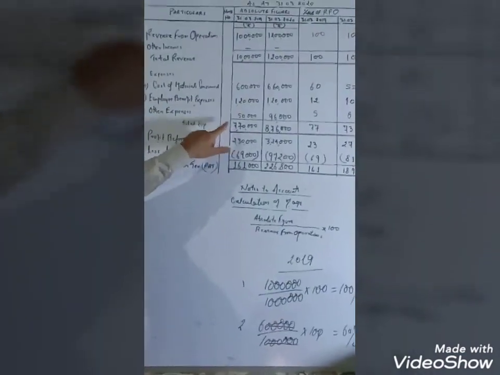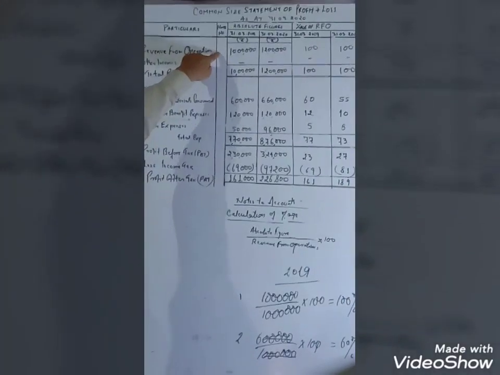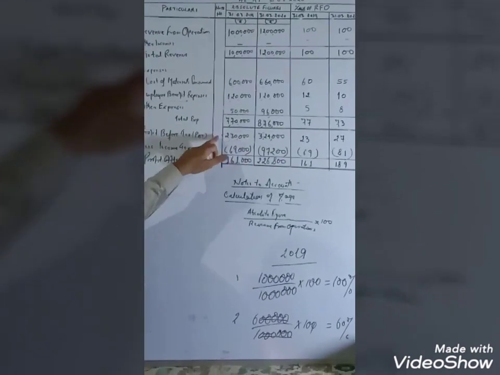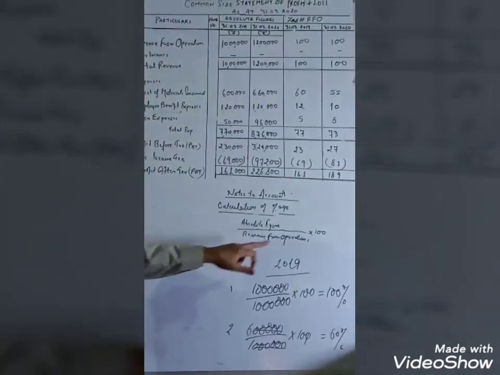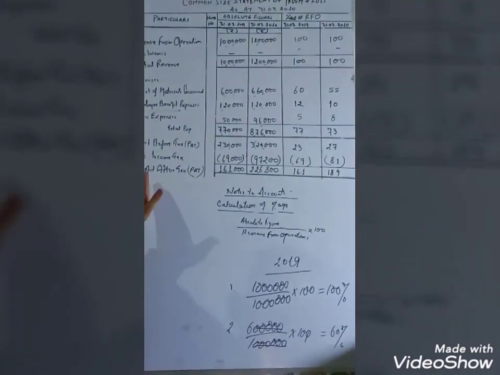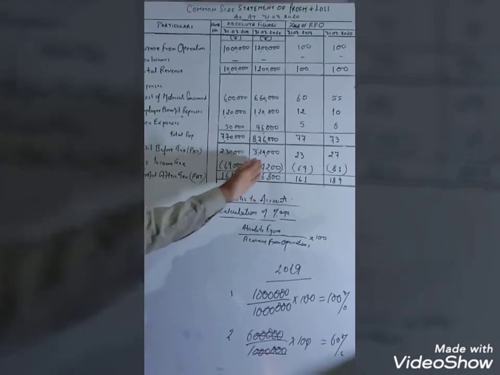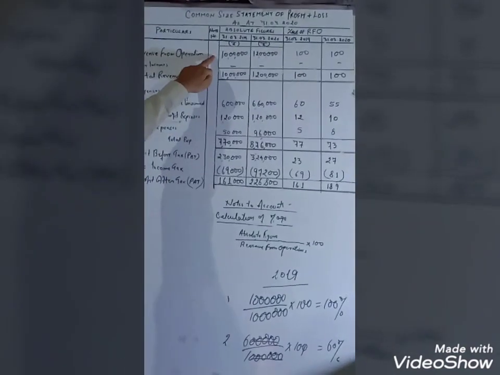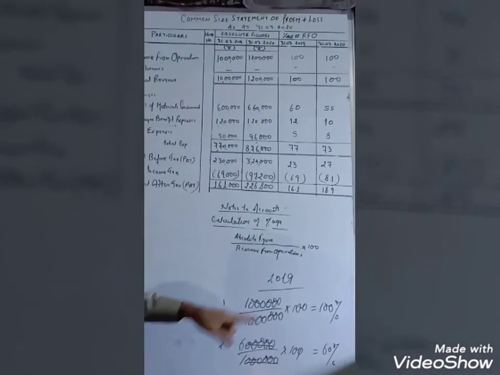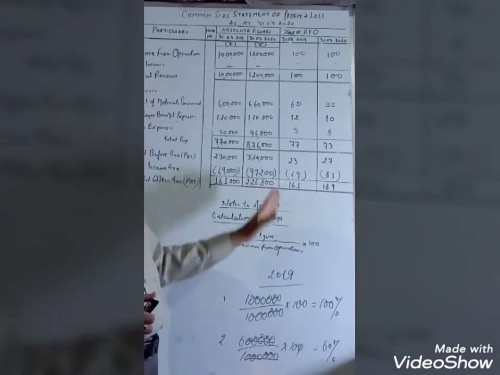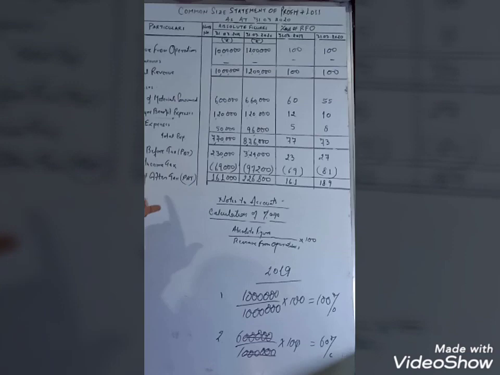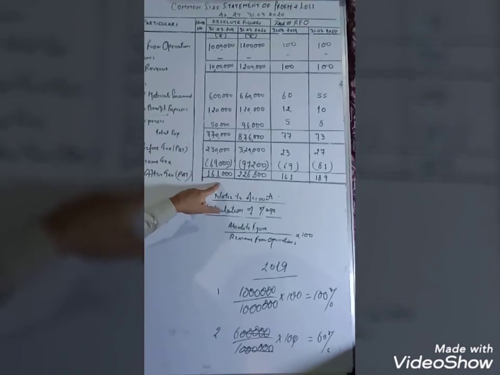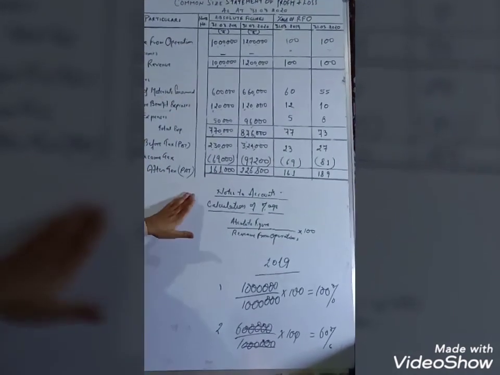Now for the total expenses, 7,70,000 divided by 10 lakh, it is 77%. Profit before tax, 2,30,000 divided by 10 lakh multiplied by 100, we will get 23%. We have to deduct income tax. This will be shown within brackets because this is the amount that we are deducting. 69,000 divided by 10 lakh multiplied by 100. We will get 6.9%. This is to be shown within brackets. Then profit after tax, 2,30,000 minus 69,000, this is 1,61,000 divided by 10 lakh multiplied by 100, we will get 16.1%.